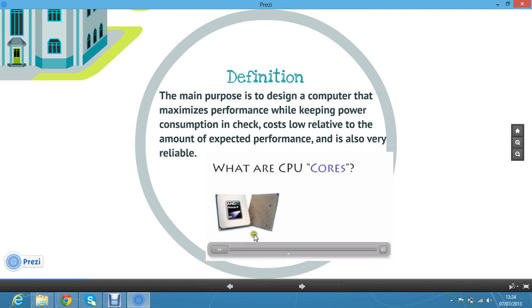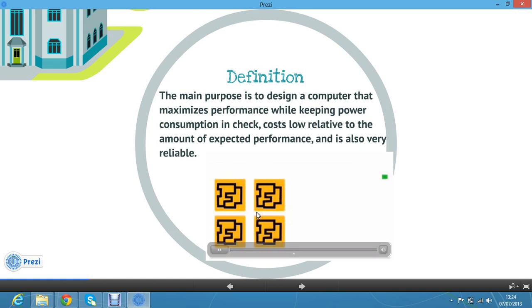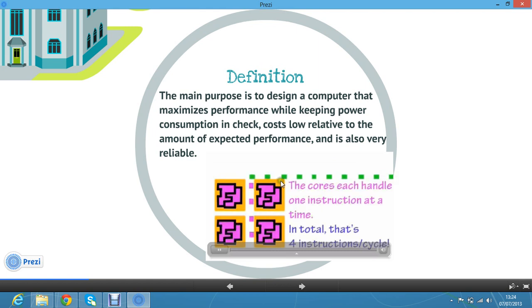The processor I have is a quad core. That means that there are 4 copies of the same transistor circuitry within one chip. With 4 cores, my processor can execute 4 times as many instructions at a time than if it only had 1 core.